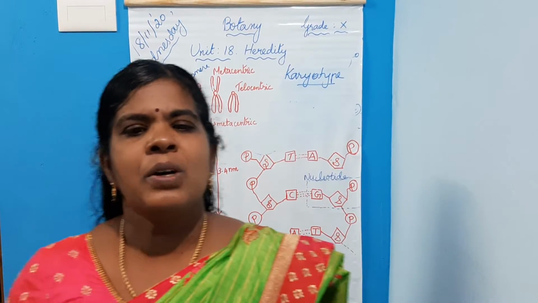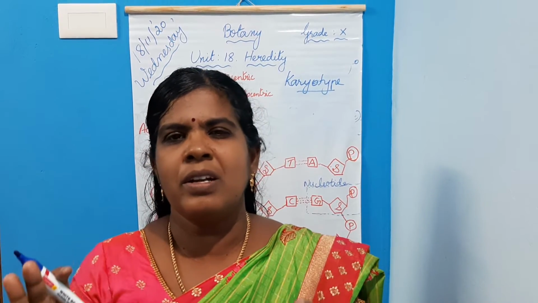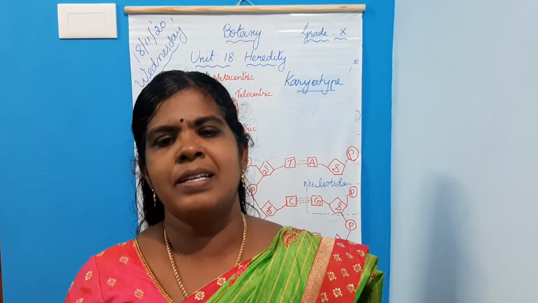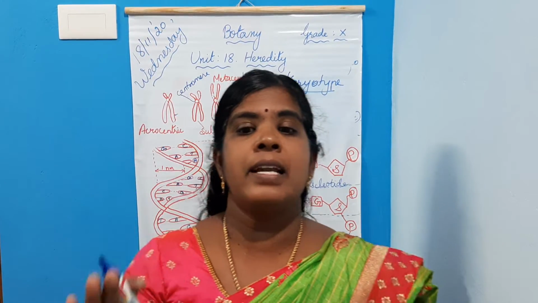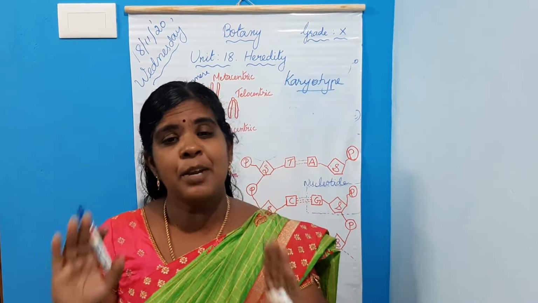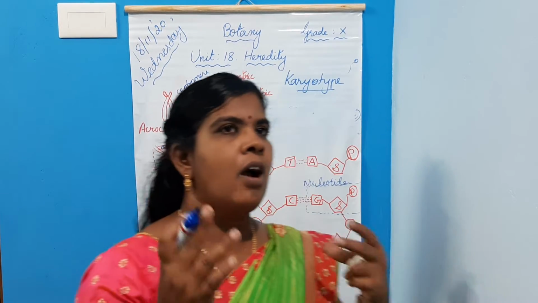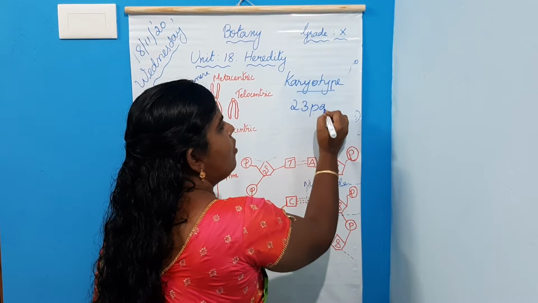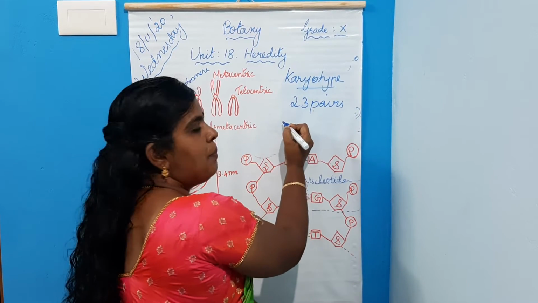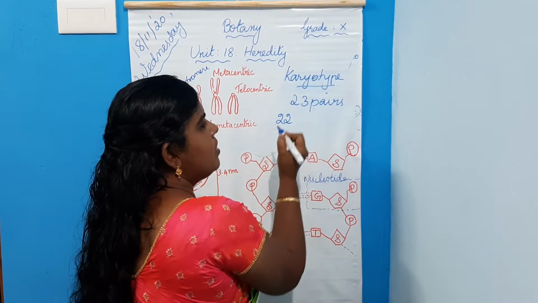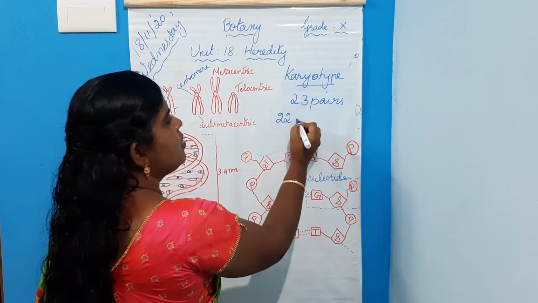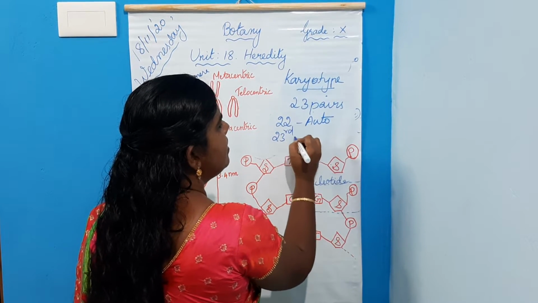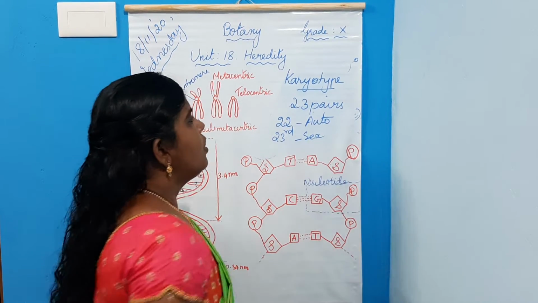Every organism has a constant or particular number of chromosomes. In human, each cell normally contains 23 pairs of chromosomes. How many chromosomes are there in our body? 23 pairs. Out of 23 pairs, 22 pairs are autosomes, and the 23rd pair is the sex chromosomes or heterochromosomes.